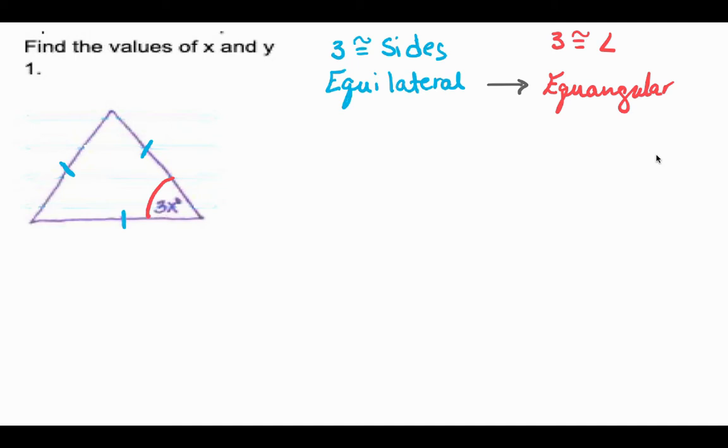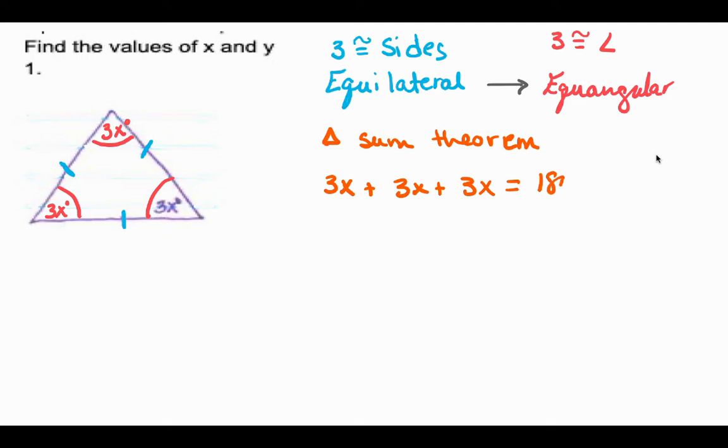So our x value measures the angle, and all of our angles are congruent, so they are all 3x degrees. So from here, we have to use some previous information, and we're going to use that triangle sum theorem. So the sum of our interior angles of any given triangle is 180. So we have three angles of 3x that are going to have to make 180. So 9x equals 180, and our x value is 20.